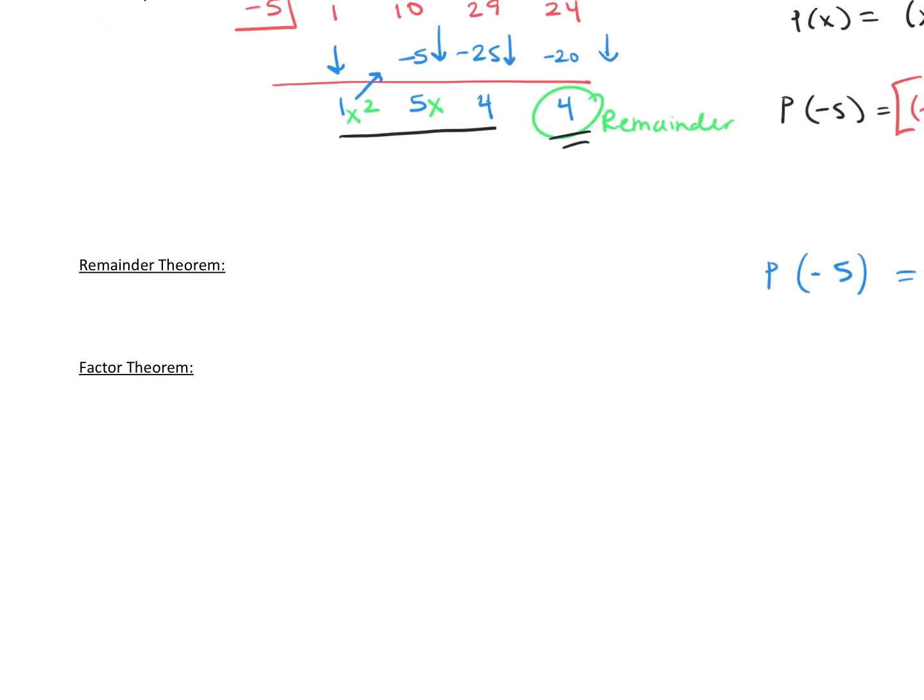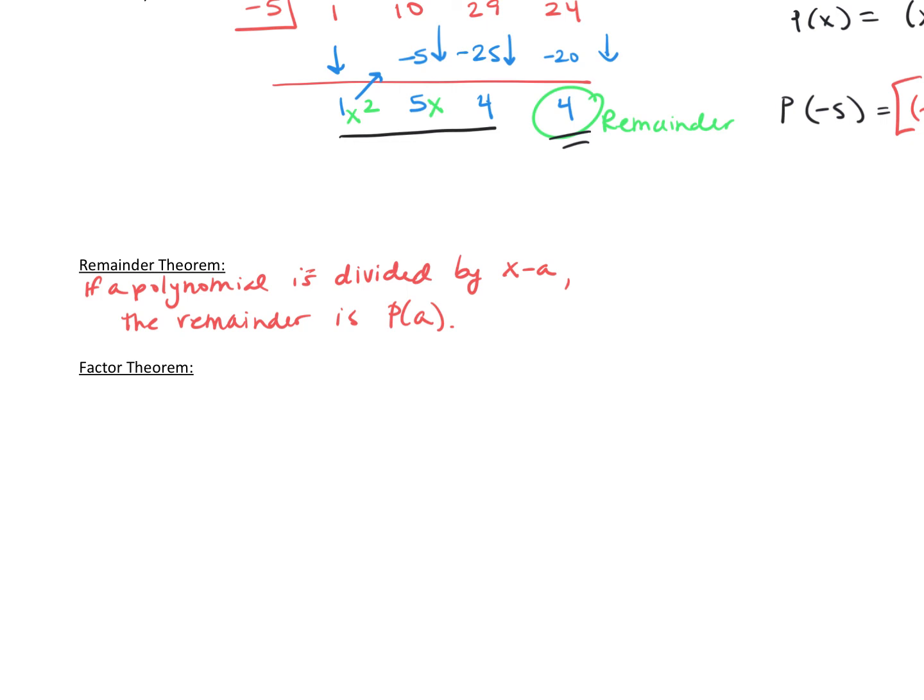So what's nice about noticing all of that is now this gives us a remainder theorem. The remainder theorem states that if a polynomial is divided by x minus a, the remainder is p of a.